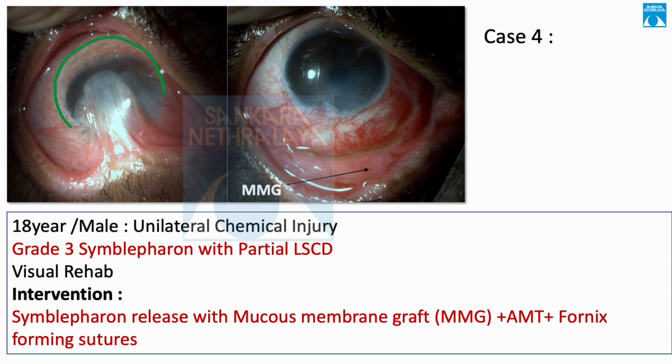We went ahead with the symblepharon release with mucous membrane grafting, as after release, not even the tarsal surface was getting appropriately covered by the conjunctiva, and we did a mucous membrane graft to the lid margin along with an amniotic membrane transplant to the bulbar surface and fornix forming sutures. The surface had well epithelialized at last appointment, which is 6 weeks, and the patient was happy.